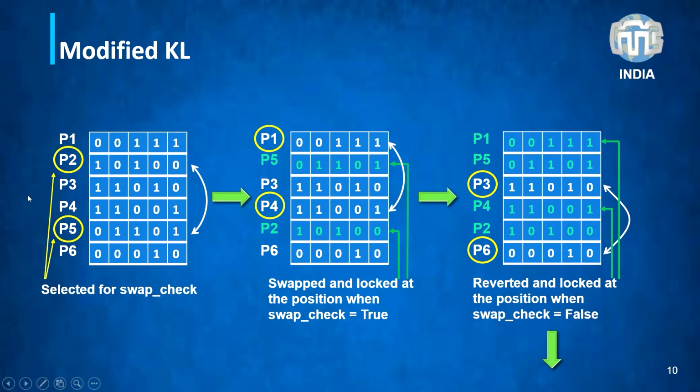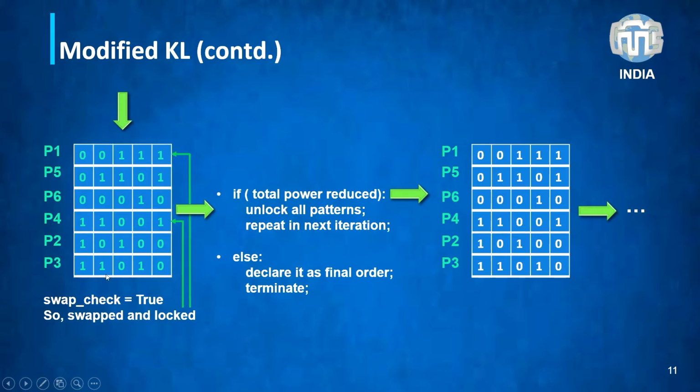So here P2 and P5 has returned a swap check value of true. So we have swapped them. So here is P5, here is P2, and locked them into their corresponding position. Then we'll move forward to P1 and P4. P1 and P4 provided us a swap check value of false. So we did not swap them, but we still locked them into their position, and we keep locking each of the selected pairs until all the pairs are locked like this.